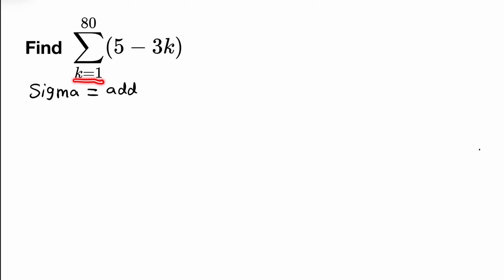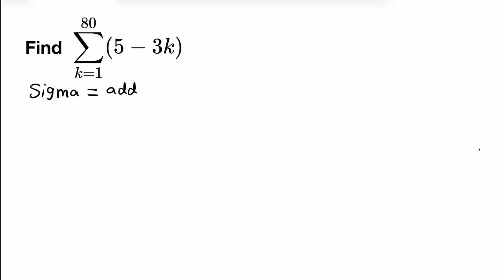At the bottom, this tells me where to start, k equals 1. And this top tells me where to stop, k equals 80. And so we plug in k equals 1, 2, 3, and we keep going until 80. And so if you take a look here at this expression, this is what we repeat. The only thing changing is k. All right, and so let's go ahead and see the first three terms so sigma actually makes sense here.